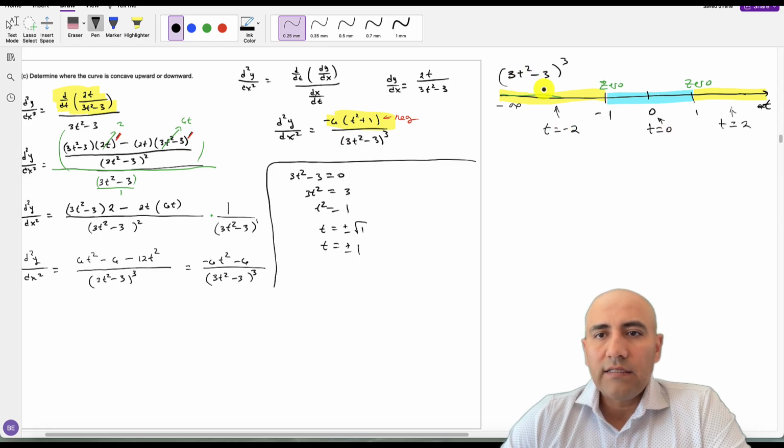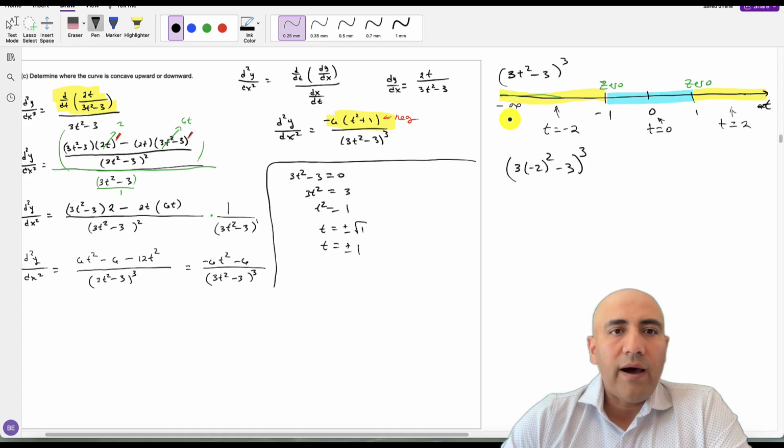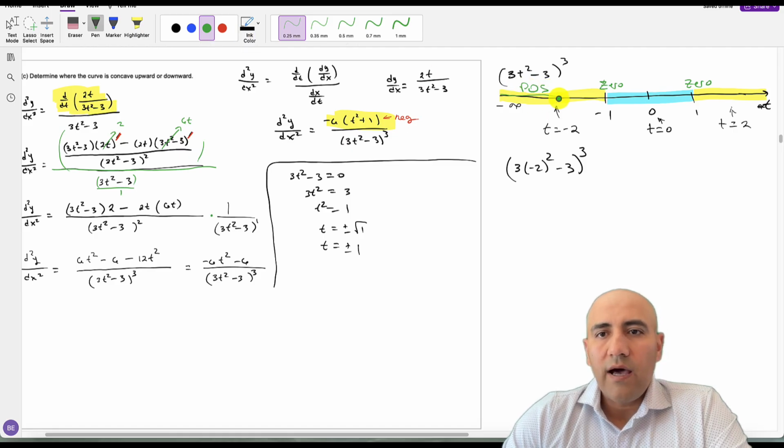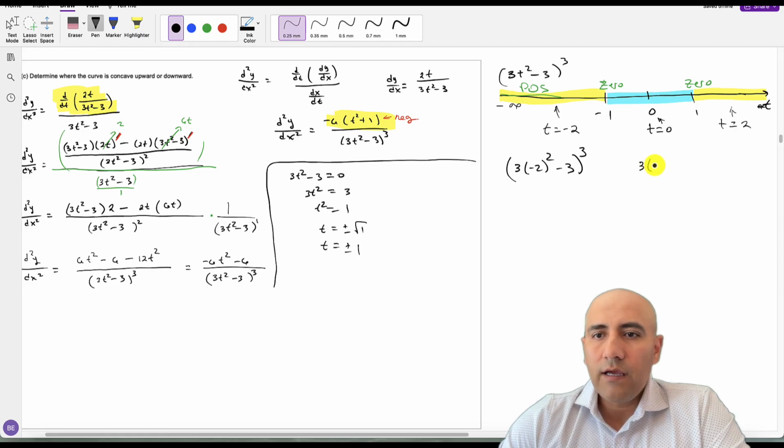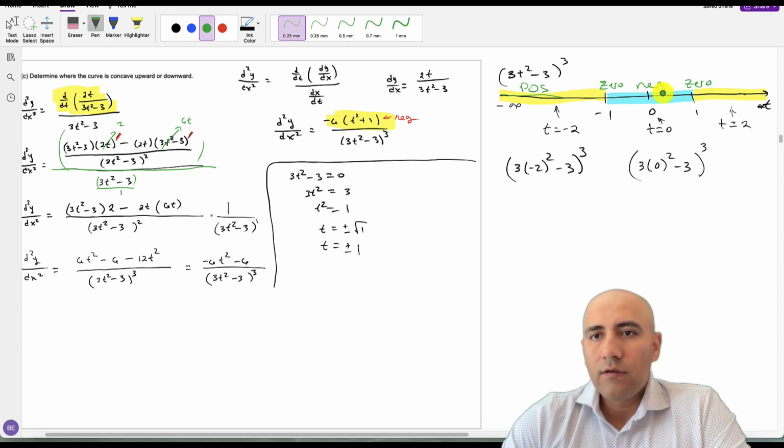If we plug in t equals negative 2, we get 3 times negative 2 squared minus 3, the whole thing raised to the power of 3. That becomes 4 times 3 is 12, minus 3. That's going to be equal to 9 cubed, definitely a positive answer. So in this zone, we get positive numbers. What about here? If we plug in a 0, we end up with 3 times 0 squared minus 3, cubed. That becomes 0 minus 3, which is negative 3 cubed. The cube preserves the sign, so we end up with a negative in this zone.